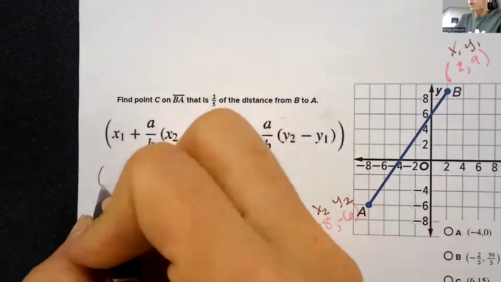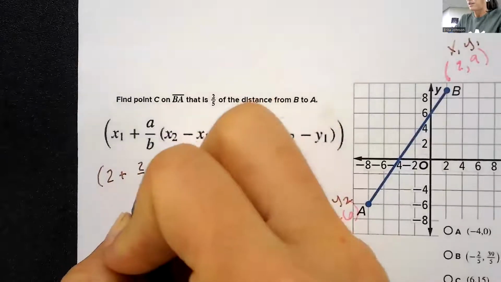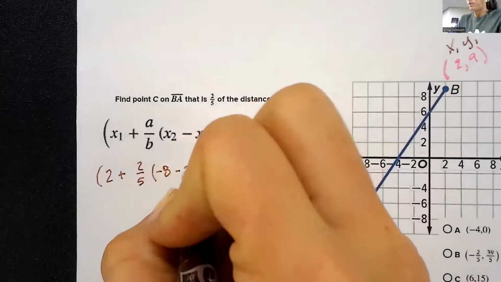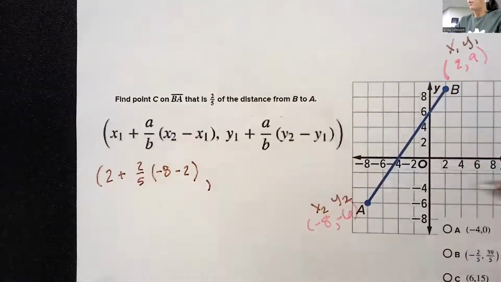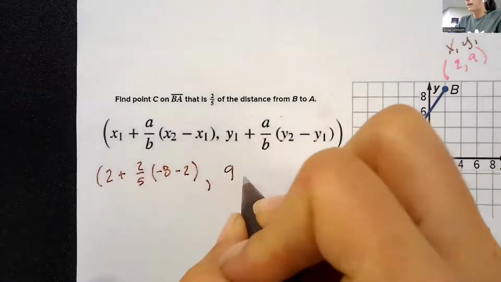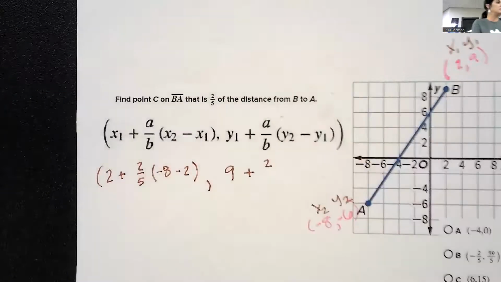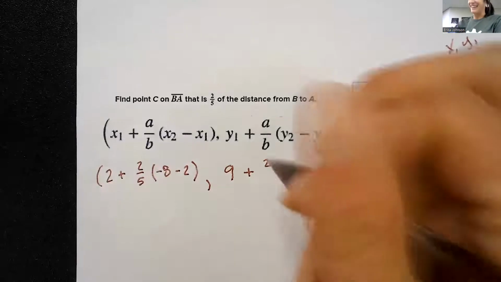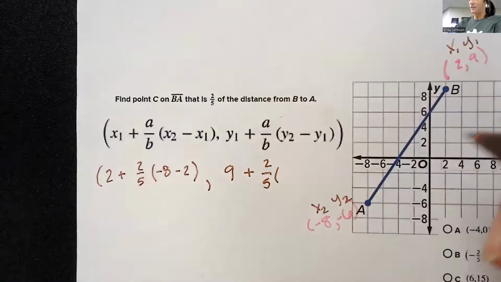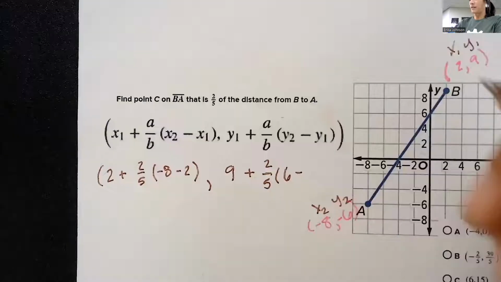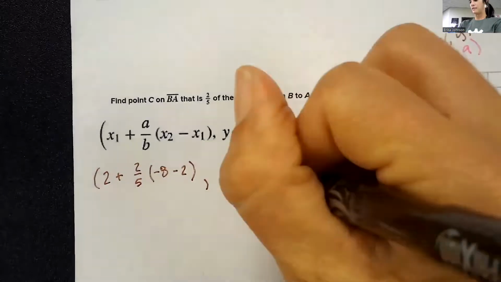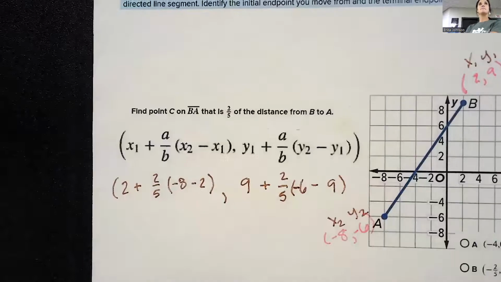Let's plug in. X1 is 2. So I have 2 plus 2/5 times X2 minus X1, so -8 minus 2. And then we find y. Y1 is 9, so 9 plus 2/5 times Y2 minus Y1. Y2 is -6, so -6 minus 9.